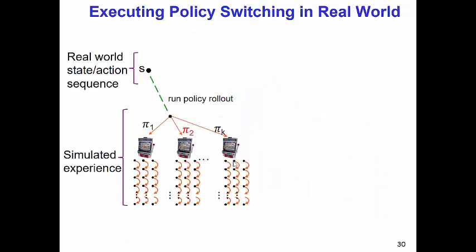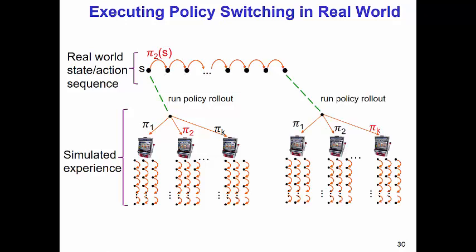So let's just make sure we're all on the same page. Again, this is our real world experience here. We're in state S. We form this bandit problem, do all our simulations, and it says, oh, pi 2 is the best policy. So in the real world, we take whatever pi 2 says to take in S, right? And we keep on doing that. We end up in a new state, and we do another bandit problem. We say, oh, pi k is the best in this state, and we take the action that pi k said to take in S prime. Okay? So it's really pretty straightforward, and you can see why it's called policy switching.